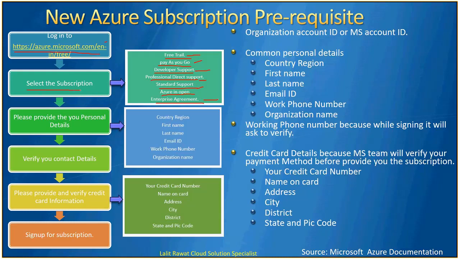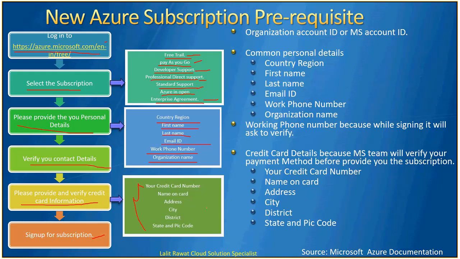Then you're going to select the subscription, then provide your personal details, verify your account, provide the credit card information, and sign up for the subscription. You will select the country and the region, then enter the first name and last name, the email ID, your work phone number, and the organization name.